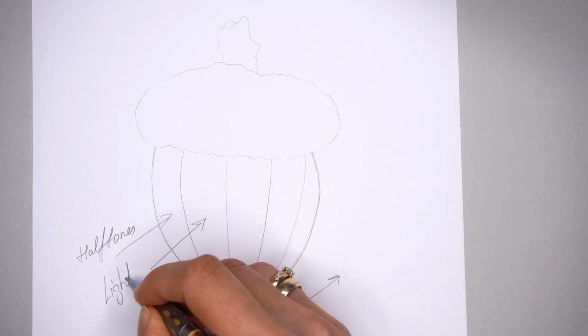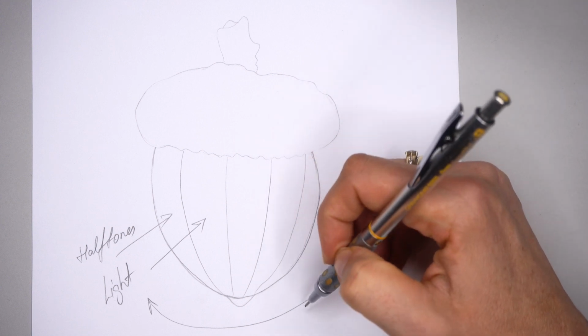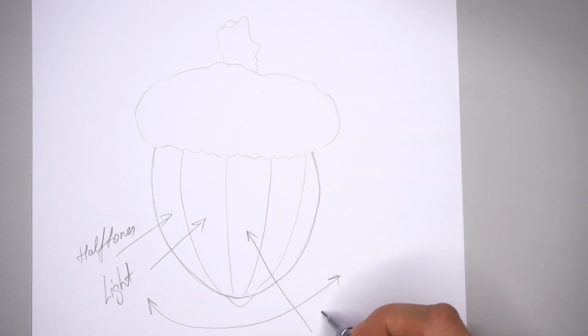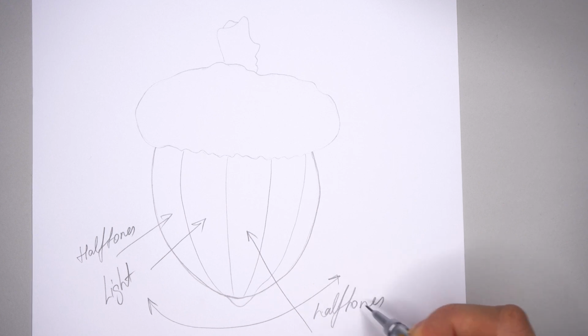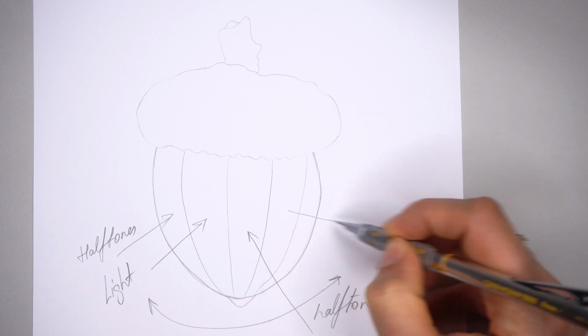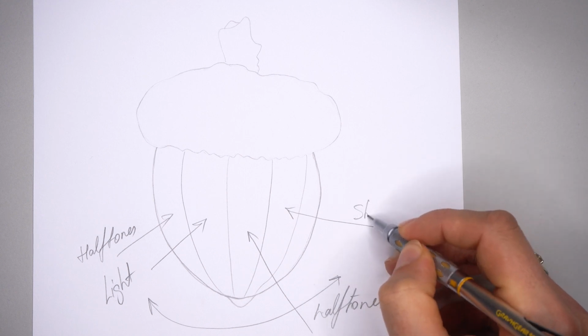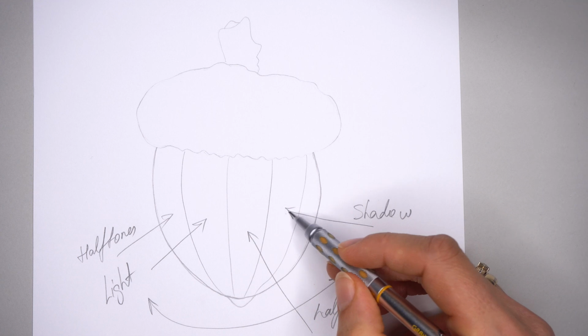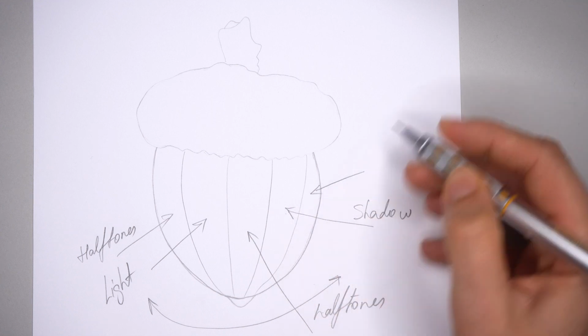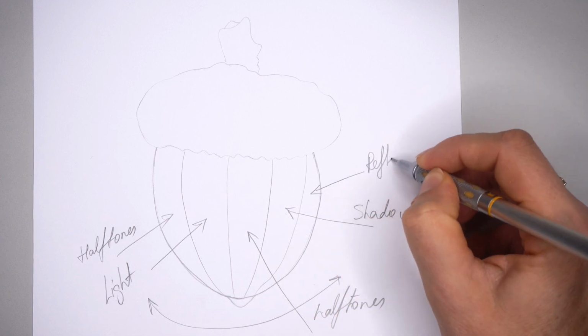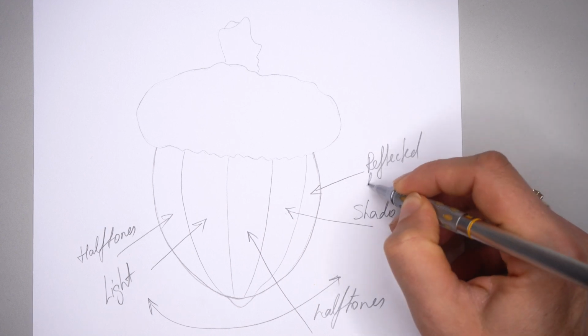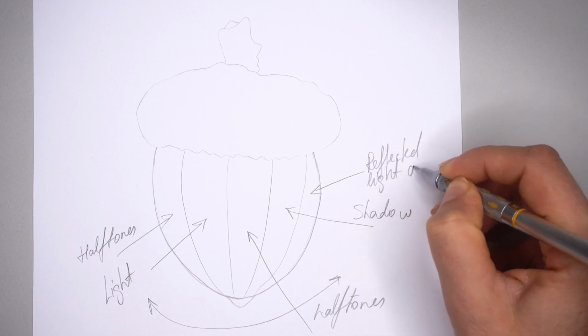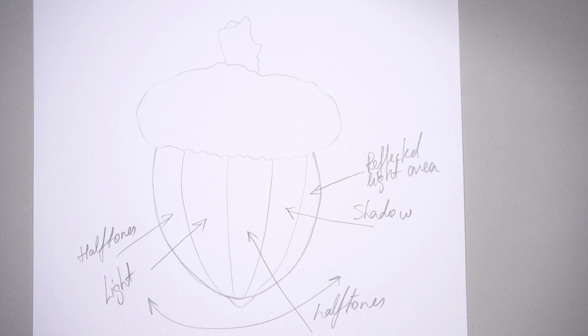Halftones, light area, again halftones, shadow area, and this is really the basics. There are more tonal values possible. And the reflected light area, which is very often a neglected area, which makes a big difference when you are including that.